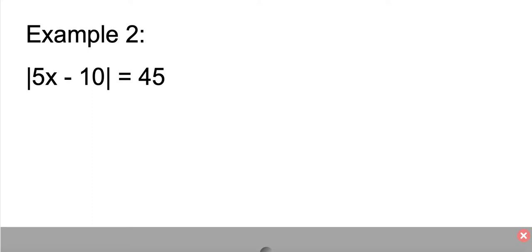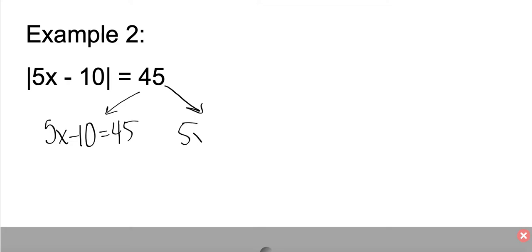Okay, so I would like you guys to try this one next. So go ahead and pause the video and see if you can get an answer for this one. All right, so we need to make two equations. So we need to make a positive equation and a negative equation. So 5x minus 10 is equal to 45. 5x minus 10 is equal to negative 45.